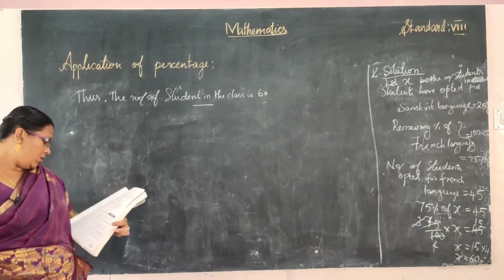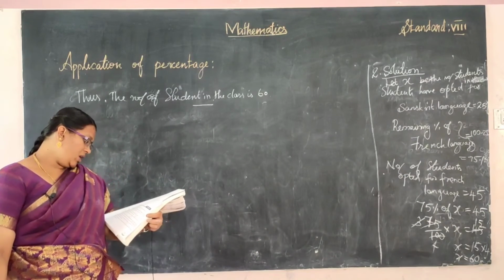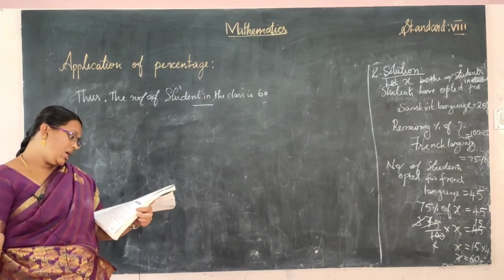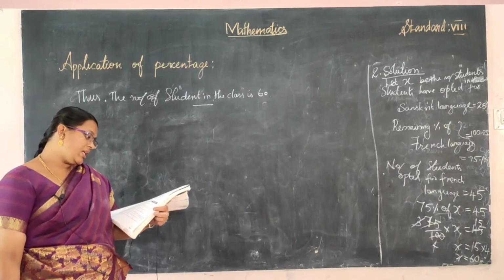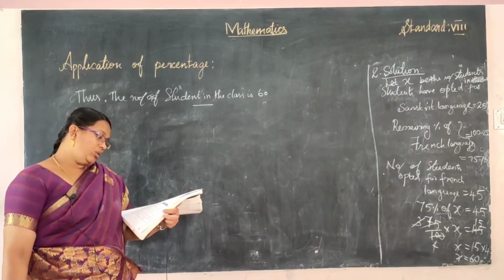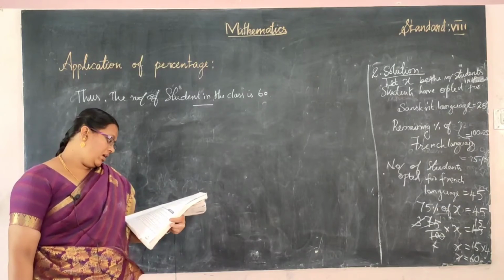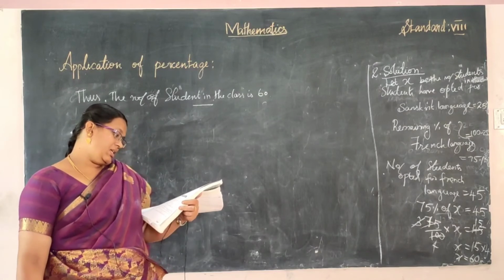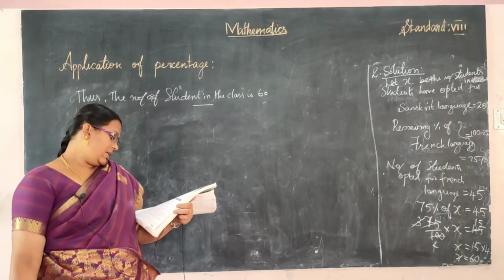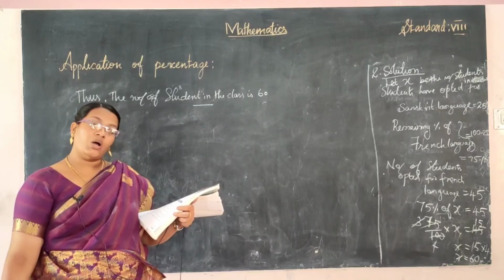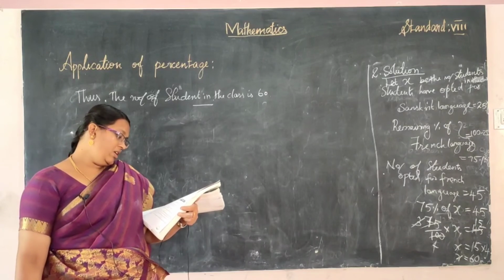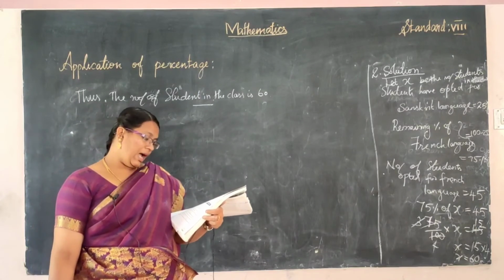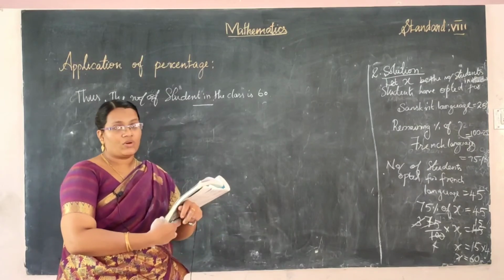Next, third one. Rahul secured 35 marks out of 40 in mathematics in the first term exam and 72 marks out of 80 in the second term exam. In which term did he get the higher percentage of marks? Easiest one, you will do the homework.